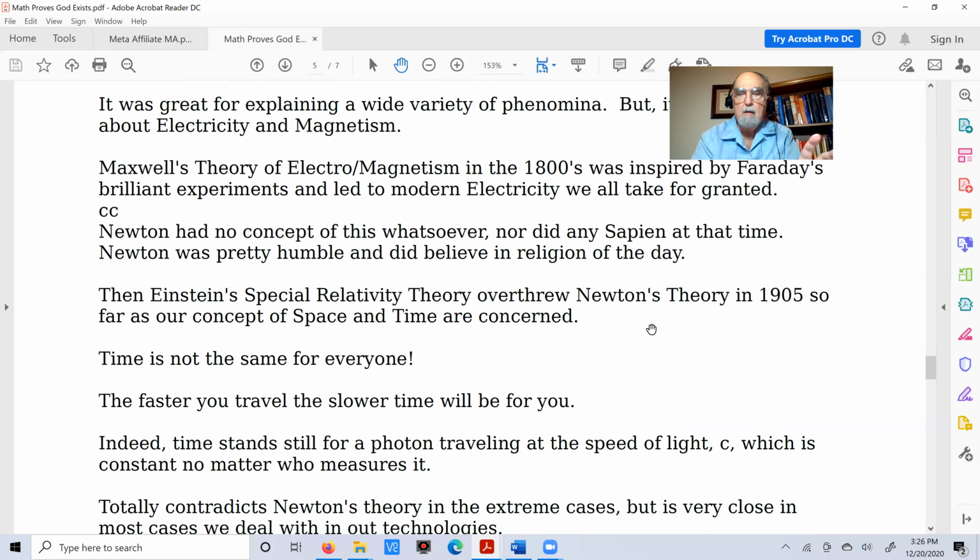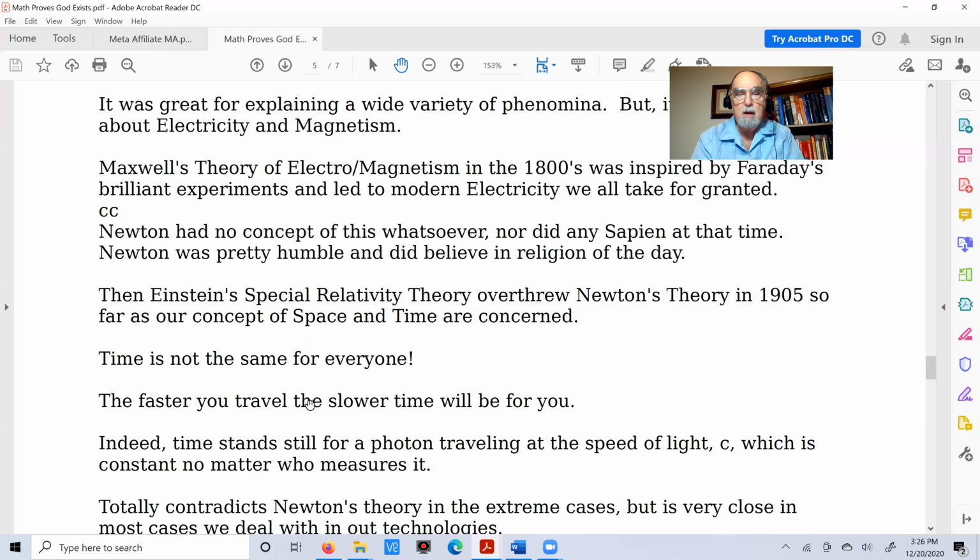Well, then Einstein came along, and the first thing he did is he overthrew Newton's theory in 1905 with what's called the special relativity theory. And if you know about that, you know what I'm talking about. But it really changed the concept of space and time. And it turns out time's not the same for everyone. In fact, your time will change if you go up on a mountain, it changes. If you get in an airplane, it changes. Very slightly, but it changes measurably. And we can prove it.